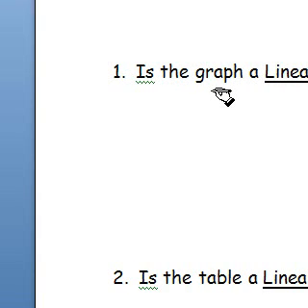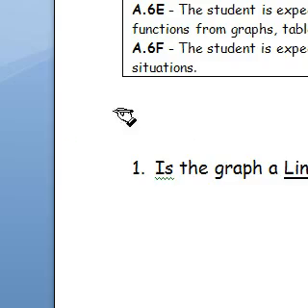All right. Well, here is test number 5 right before Thanksgiving. Let's blow through this thing. Question 1: Is the graph a linear function?